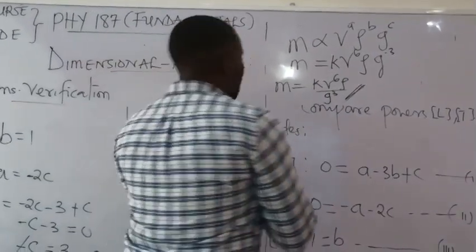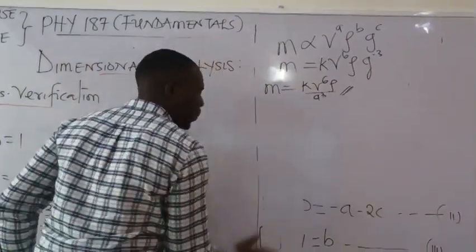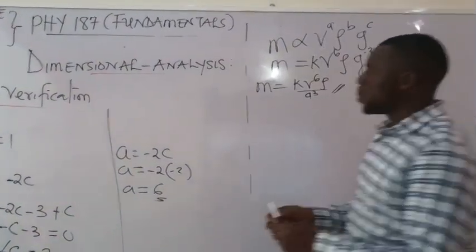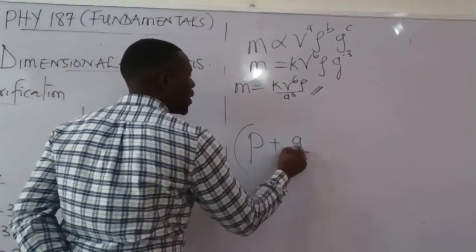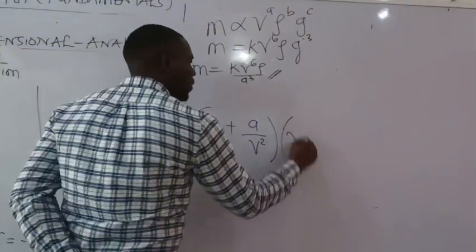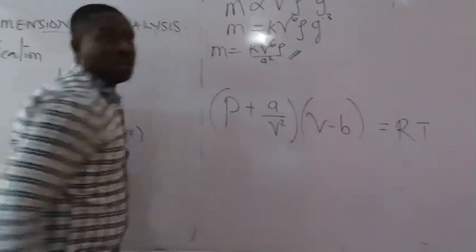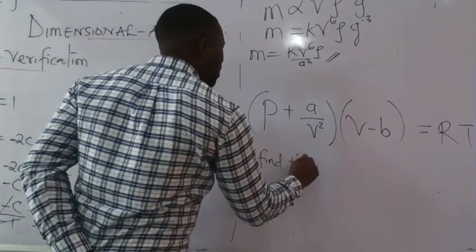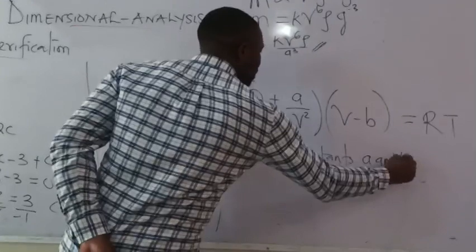Now the next example is the famous gas law. PV is equal to nRT, but it's written somewhat like this: open bracket P plus a over V squared, this is pressure, times V minus b, this is volume, is equal to RT. This is the general gas equation. All right, the question is this: find the constants a and b. That's the question.